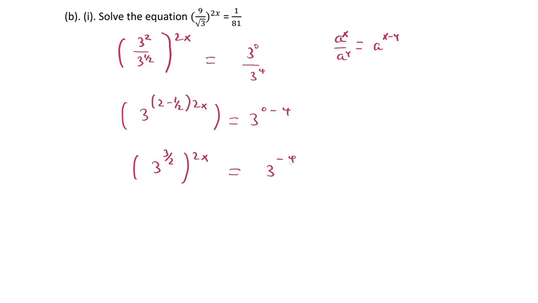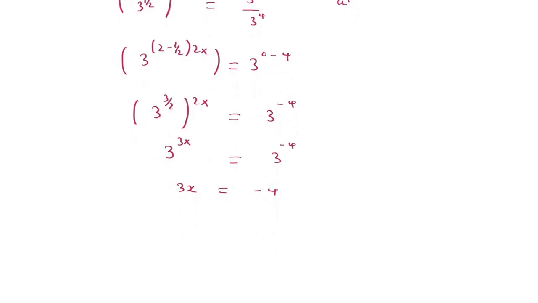negative 4. Okay, so now let us multiply the exponents on the left-hand side. We are going to have 3 power 3x equals 3 power negative 4. Okay, so let us now compare the exponents. Since our bases are the same, we are going to have 3x equals negative 4. Next, let us make x the subject. We are going to have x equals negative 4 over 3. And this is the value required.